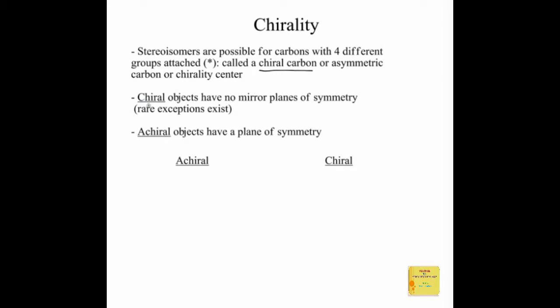What we'll find is that when we have chiral objects, they are described as chiral because they have no mirror planes of symmetry, no internal planes of symmetry. Now, there are a few rare exceptions of highly symmetrical molecules that have no plane of symmetry, but are still not chiral, but we're not going to come across any of those in our introductory lessons. Okay, so what we're going to look for is a plane of symmetry to describe whether or not something is chiral. If an object does have a plane of symmetry, we're going to describe that molecule as being achiral, meaning not chiral. Okay, so let's take a look at some sample molecules and see if we can determine whether or not they might be chiral or achiral.